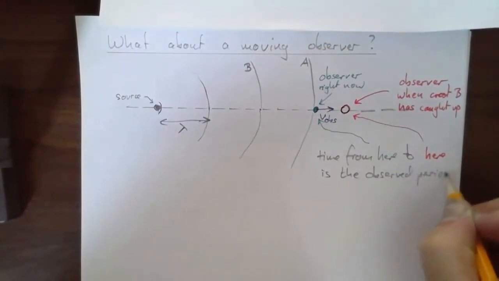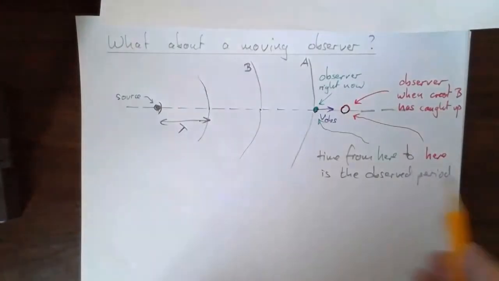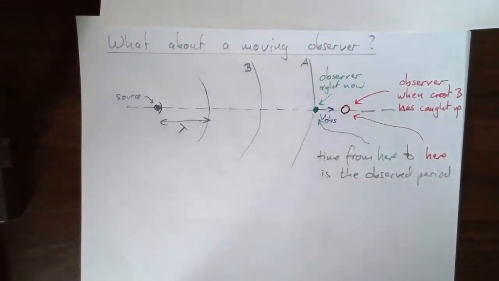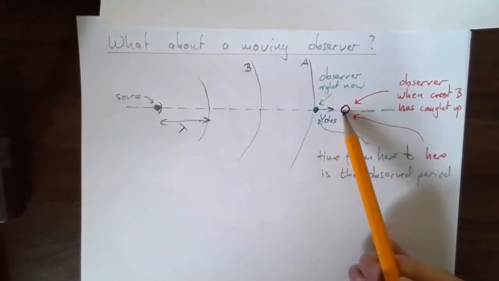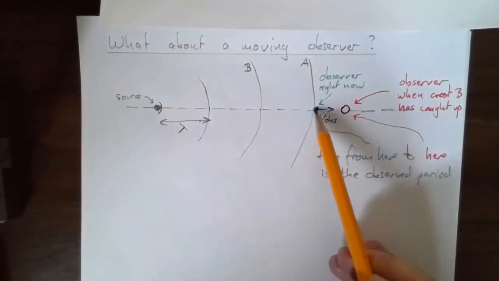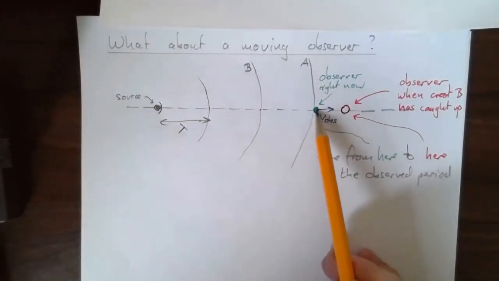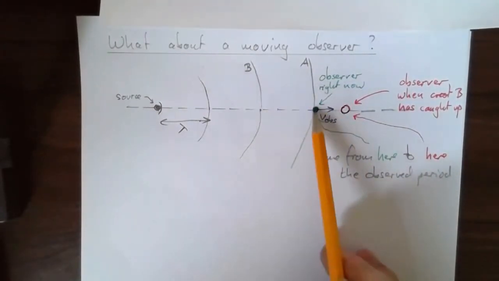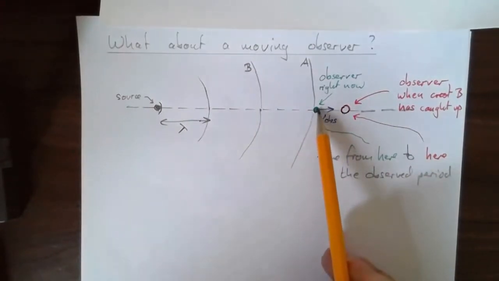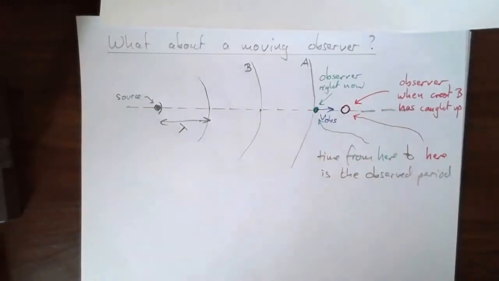By definition, one wave crest to the next, how much time has passed? We can already see this is going to be longer than the time it would have taken if the observer just had been stationary. It would just have been, okay, how long does this one take to get to here? Wave speed over lambda, right? But in this case, the observer is sort of escaping, so it's going to take a bit longer.